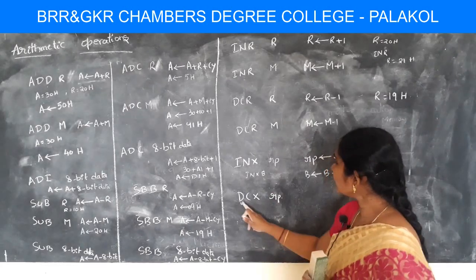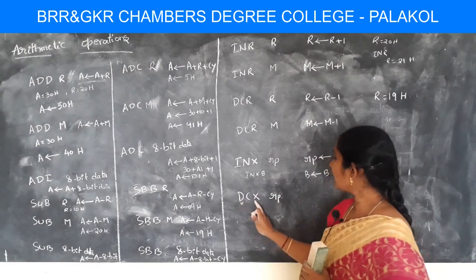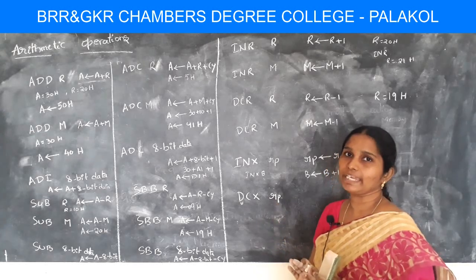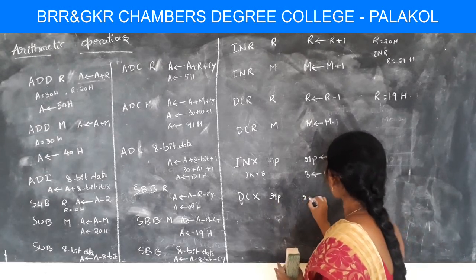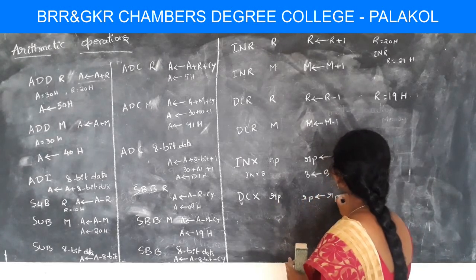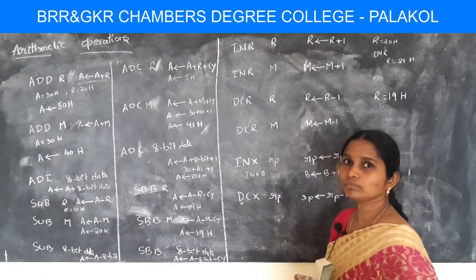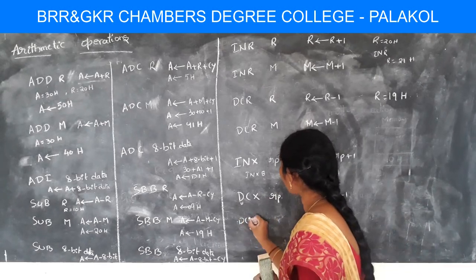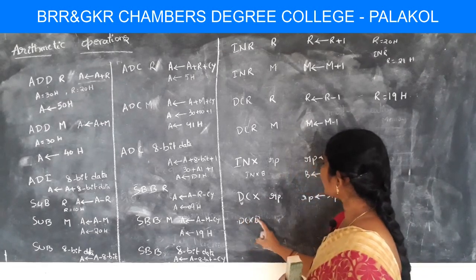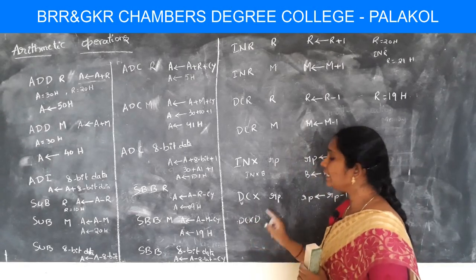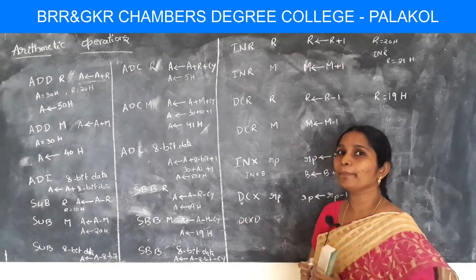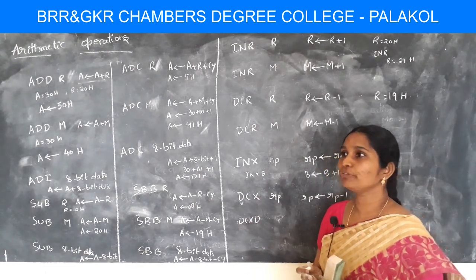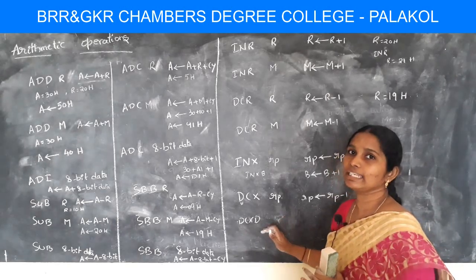And likewise, DCX is nothing but we have to decrement the register pair. That is RP tends to RP minus 1. For example, DCX D is nothing but what? Here D is the DE register pair. So decrement the DE register pair. That is the meaning of this instruction.